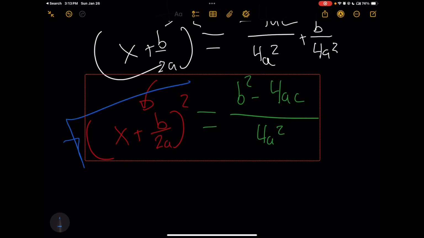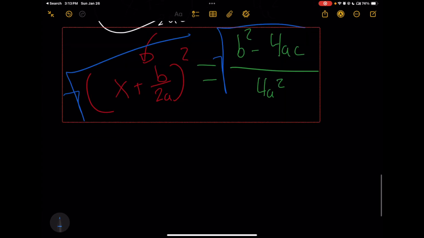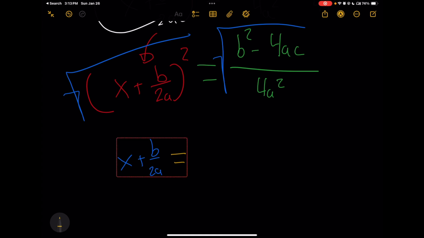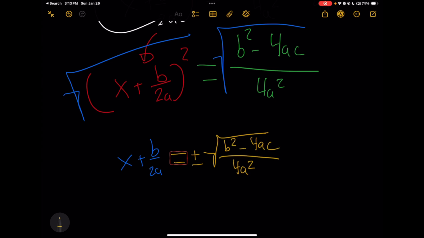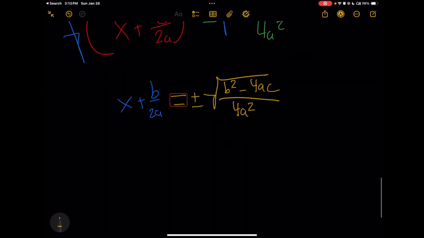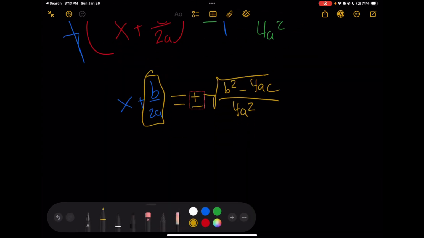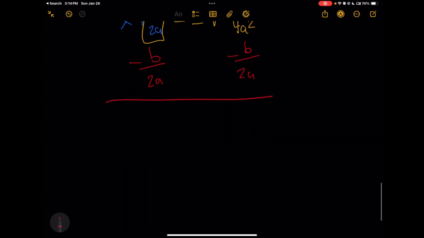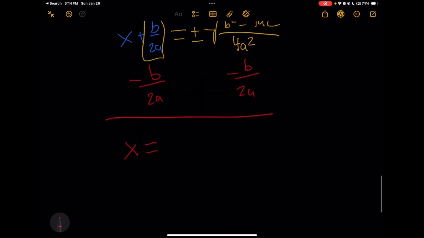So we can take the square root of both sides, and we're going to get this. X plus b over 2a is equivalent to the positive or negative square root of b squared minus 4ac all over 4a squared. And now we need to get rid of this b over 2a, so we can just subtract that from both sides. Minus b over 2a, minus b over 2a.